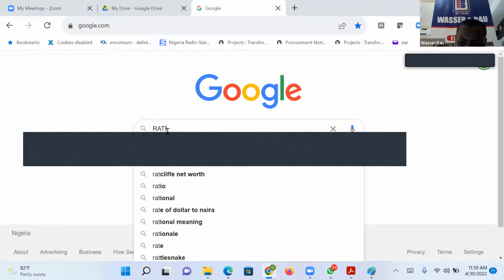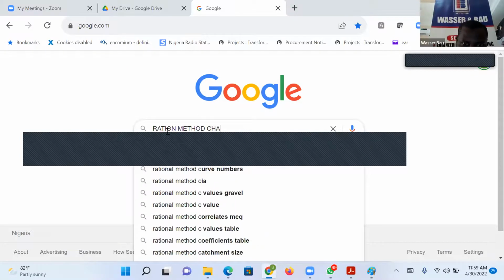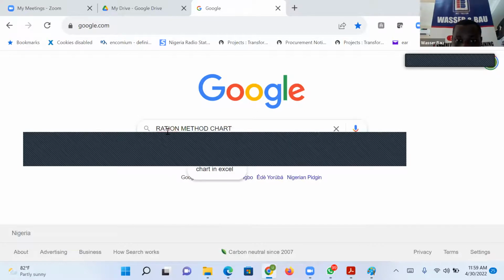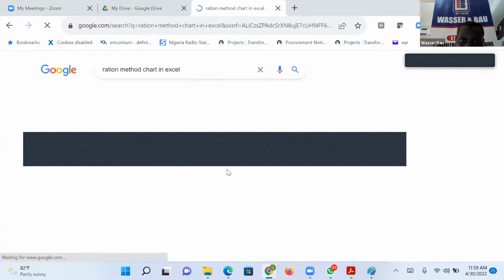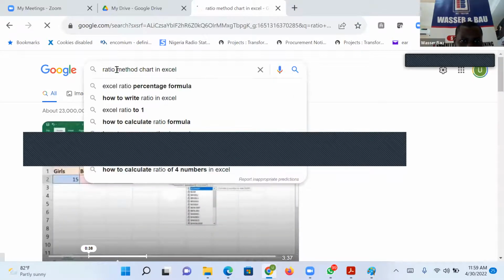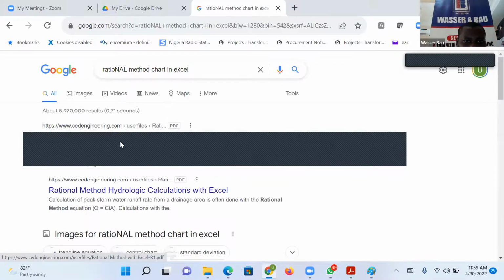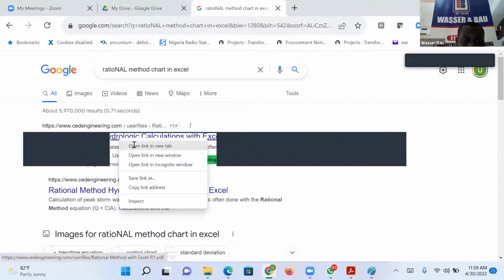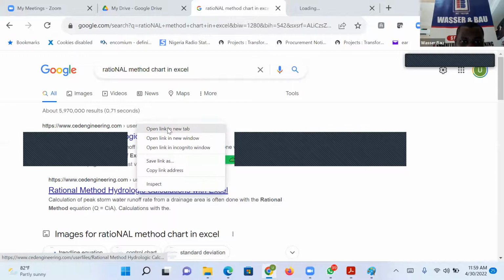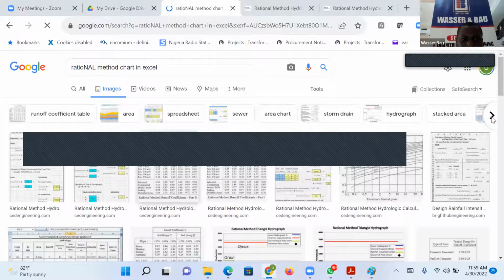Now watch this. Rational method chart. You see what I'll see. Rational method chart. Let me even put in Excel. See, Google has given me an option. I say rational method, sorry. Now look at it. If you spend the next 2 minutes going through some of these sites, you're going to download. Okay, look at them. Look at this person, who will produce a program on it. But I suspect if you go to download this one, this person will ask you to pay.